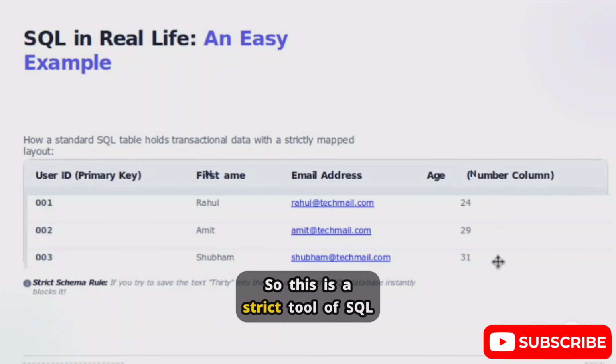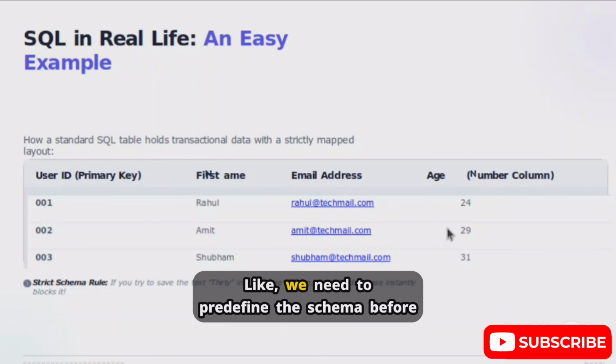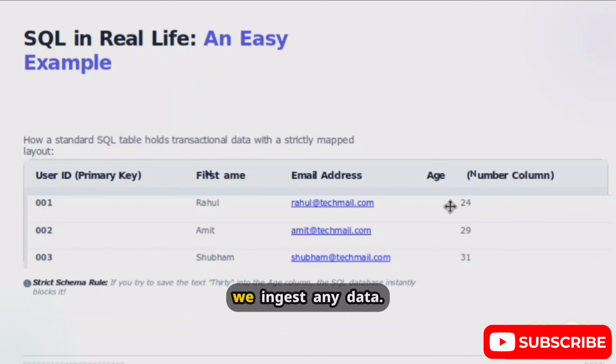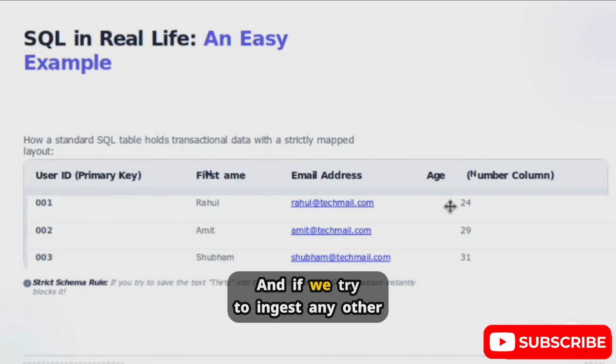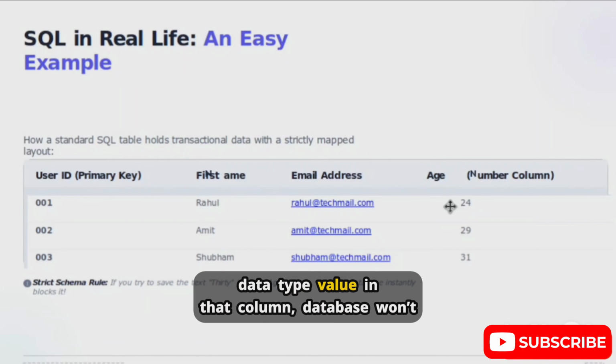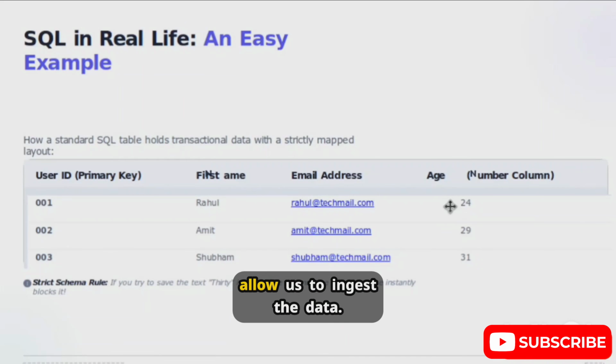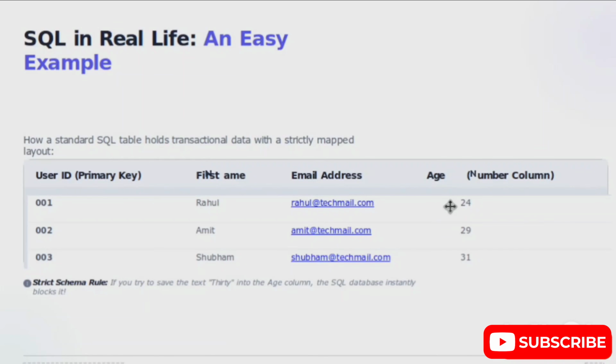So this is a strict rule of a SQL database. We need to predefine the schema before we ingest any data in it, and if we try to ingest any other data type value in that column, the database won't allow us to ingest that data.